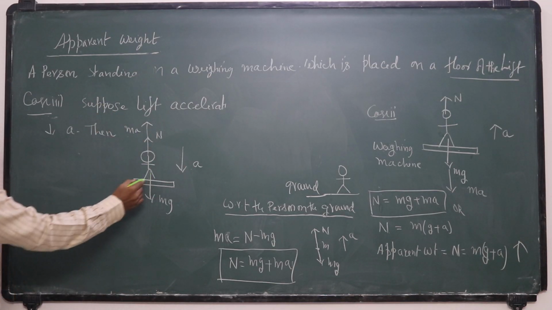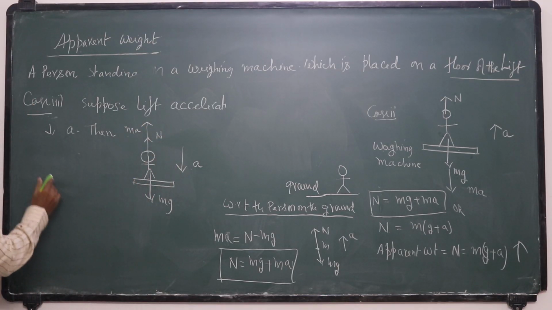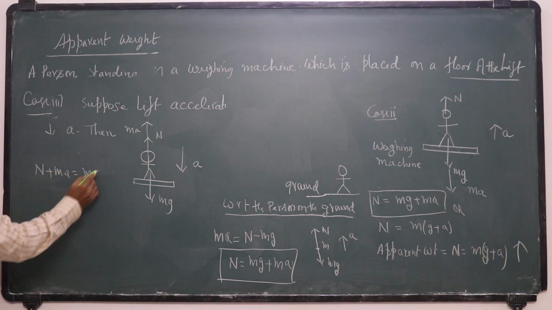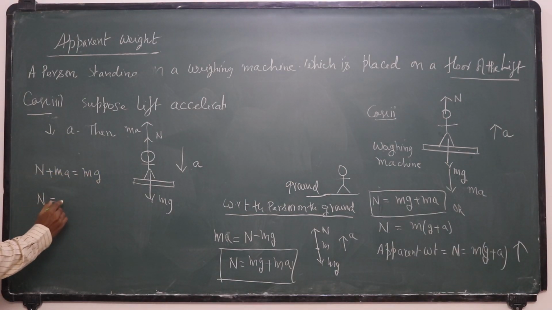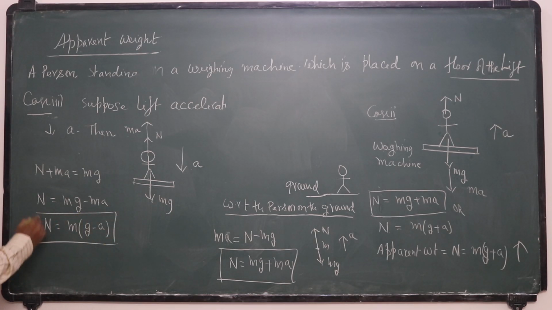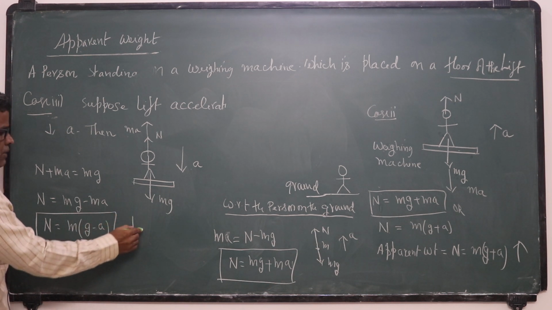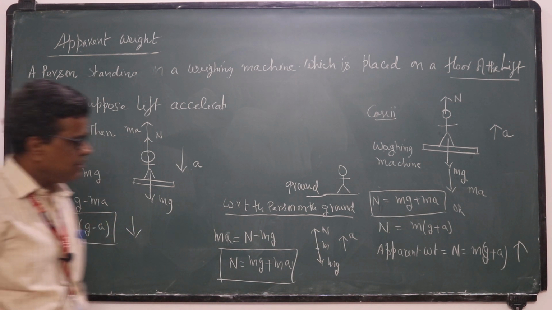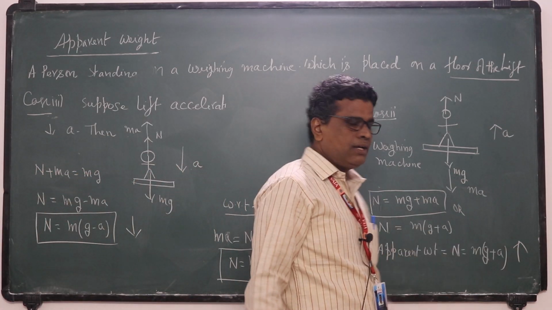Since the person is at rest with respect to this lift, what we have is N plus MA is equal to mg. So I have N is equal to mg minus MA, that is N is equal to m of (g minus a). Okay, so here the apparent weight appears to decrease, and in the earlier case the apparent weight appears to increase.